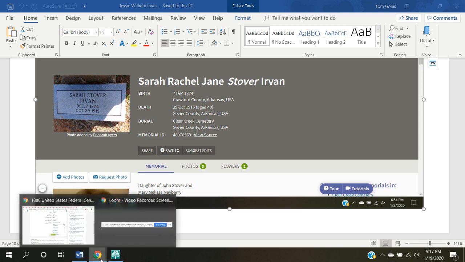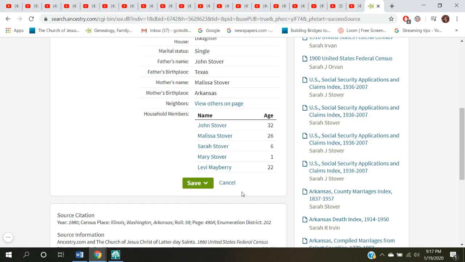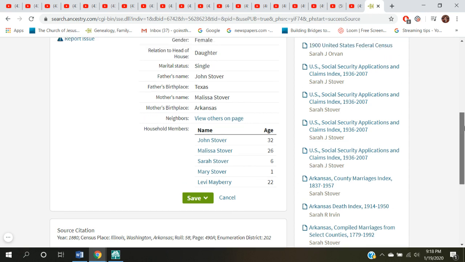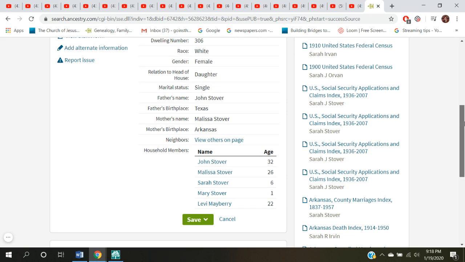So going back to the 1880 census, and this is really good because the 1890 census doesn't exist. So hopefully this is correct. I'm going to save it in my shoebox. If you don't know what the shoebox is, that's just basically an electronic place to store information that you find on Ancestry.